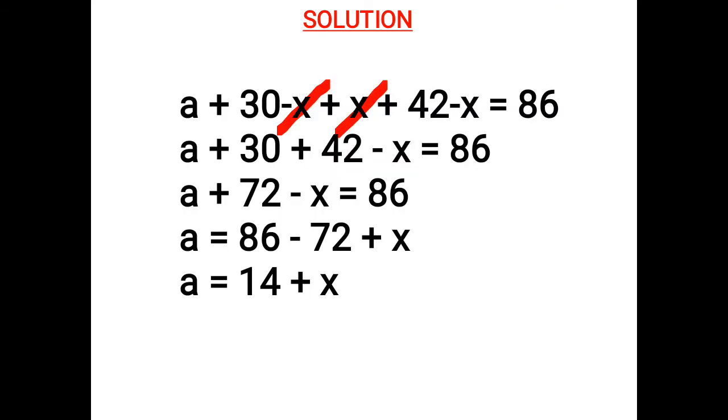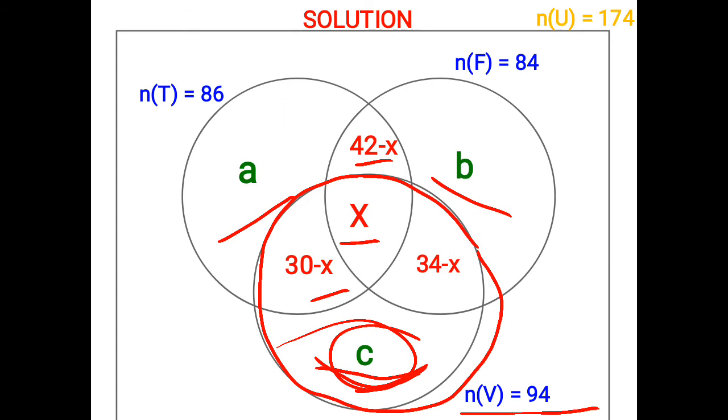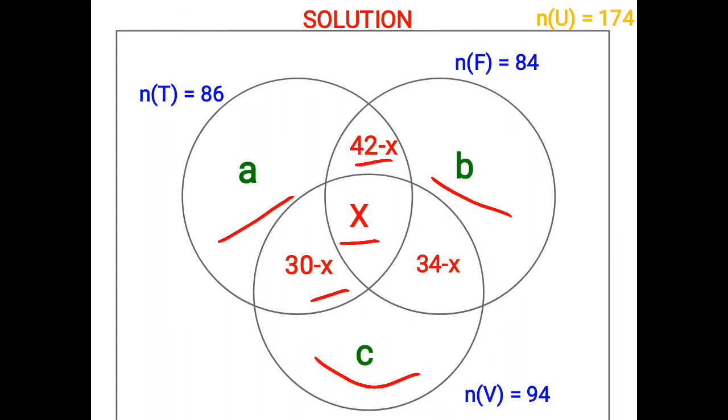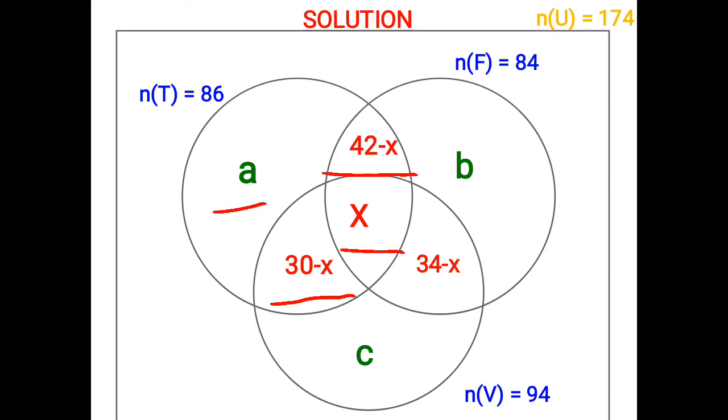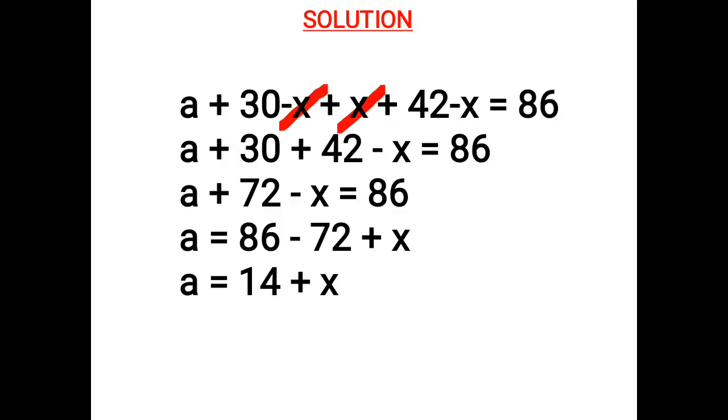All right, so solving for A. You can write this down, or you can draw this as you refer to, and then solve our A, B, and C. So A plus 42 minus x plus x plus 30 minus x should be equal to 86. That's what we are going to do on the next slide. Okay, so A plus 30 minus x, which is one region, plus x, the intersection of all, plus 42 minus x is equal to 86, the total.